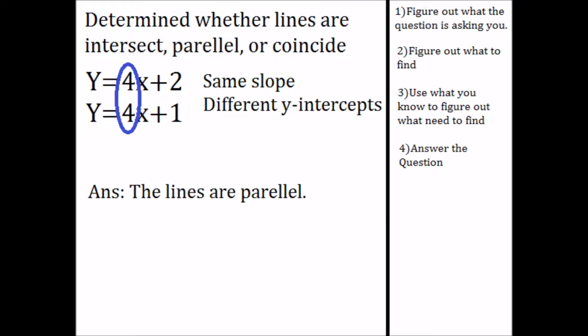So now that I know that both my equations are in slope-intercept form, all I have to do is compare the equations. From looking at the equations, I see that they have the same slope and different y-intercepts. So the answer is the lines are parallel.